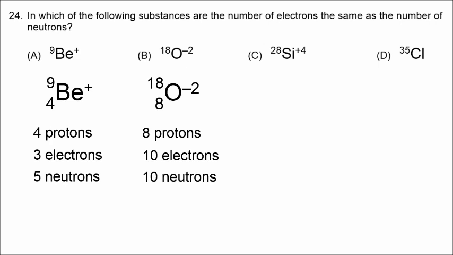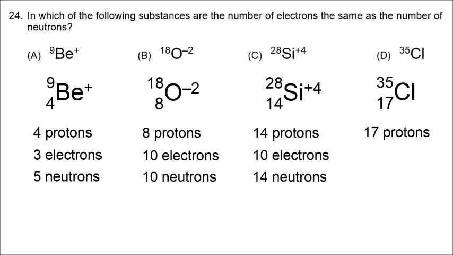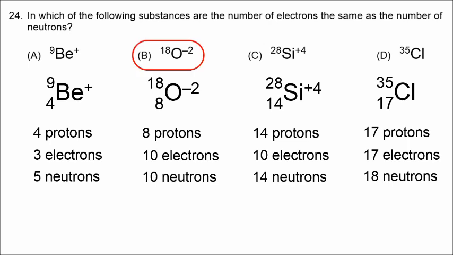So it looks like B is the answer, but we'll go ahead and confirm C and D are incorrect. Atomic number for silicon is 14. This will give us 14 protons. We have lost 4 electrons, so we have 10 electrons, and 28 minus 14 is 14 neutrons. And then chlorine has an atomic number 17, so it has 17 protons and 17 electrons, and 35 minus 17 is 18 neutrons. So for the number of neutrons and electrons being equal, B is the answer.